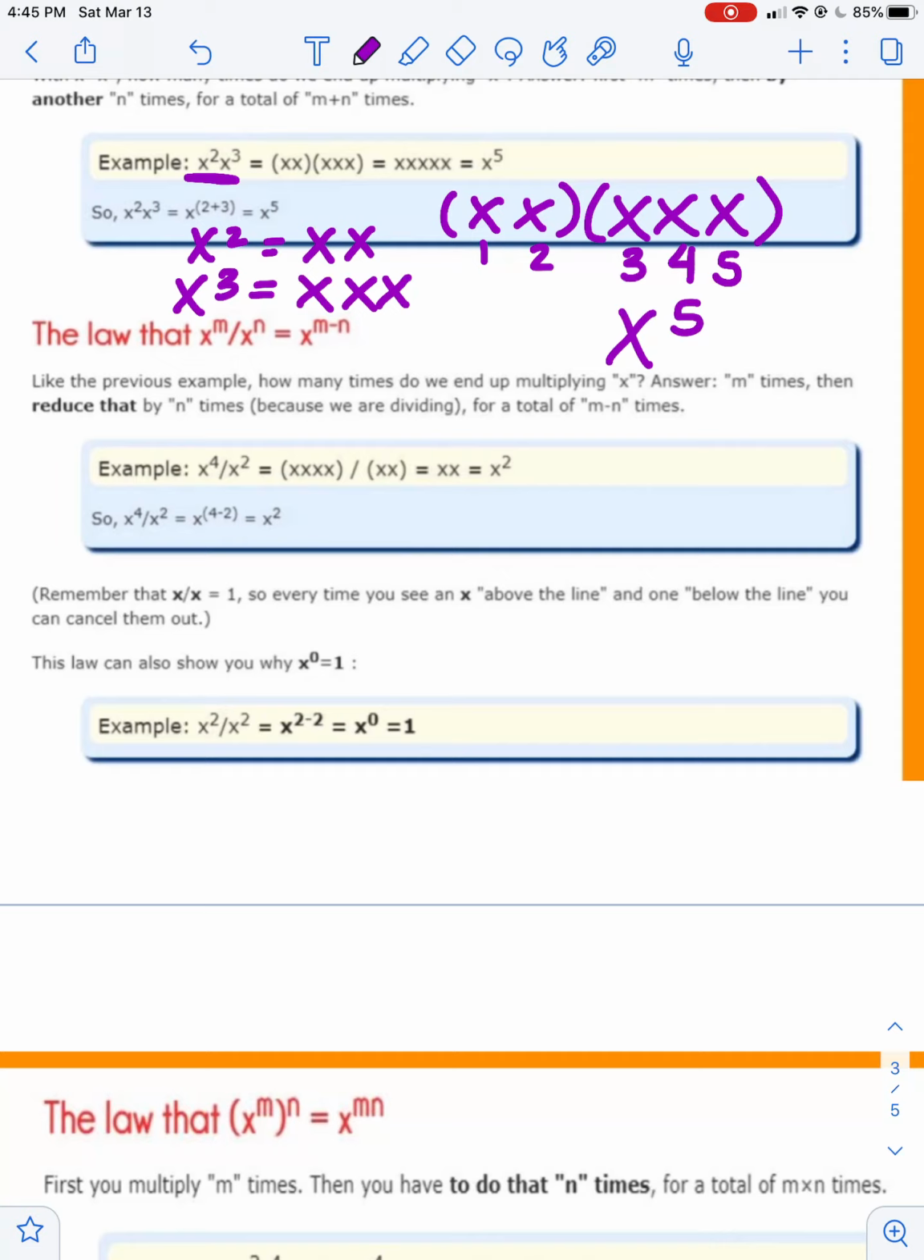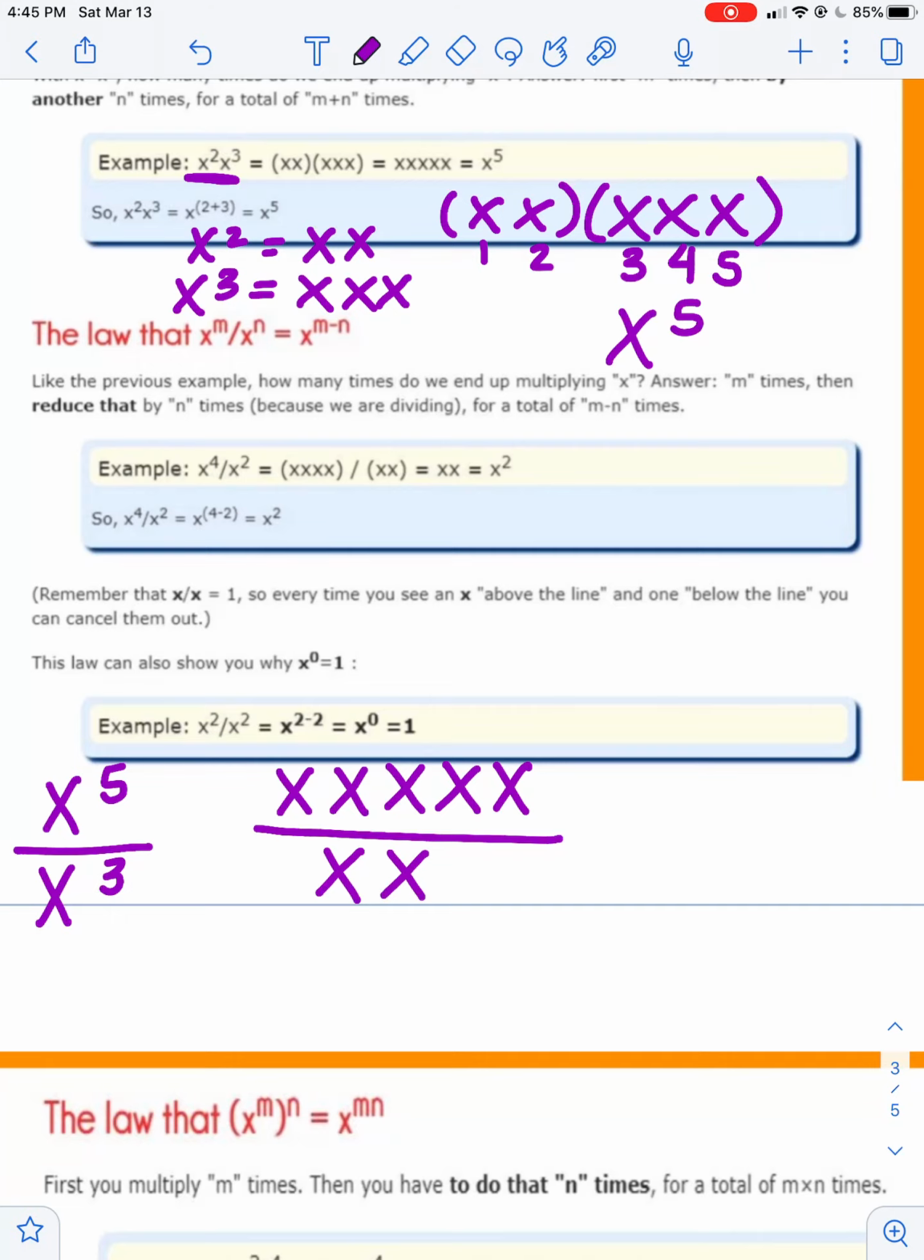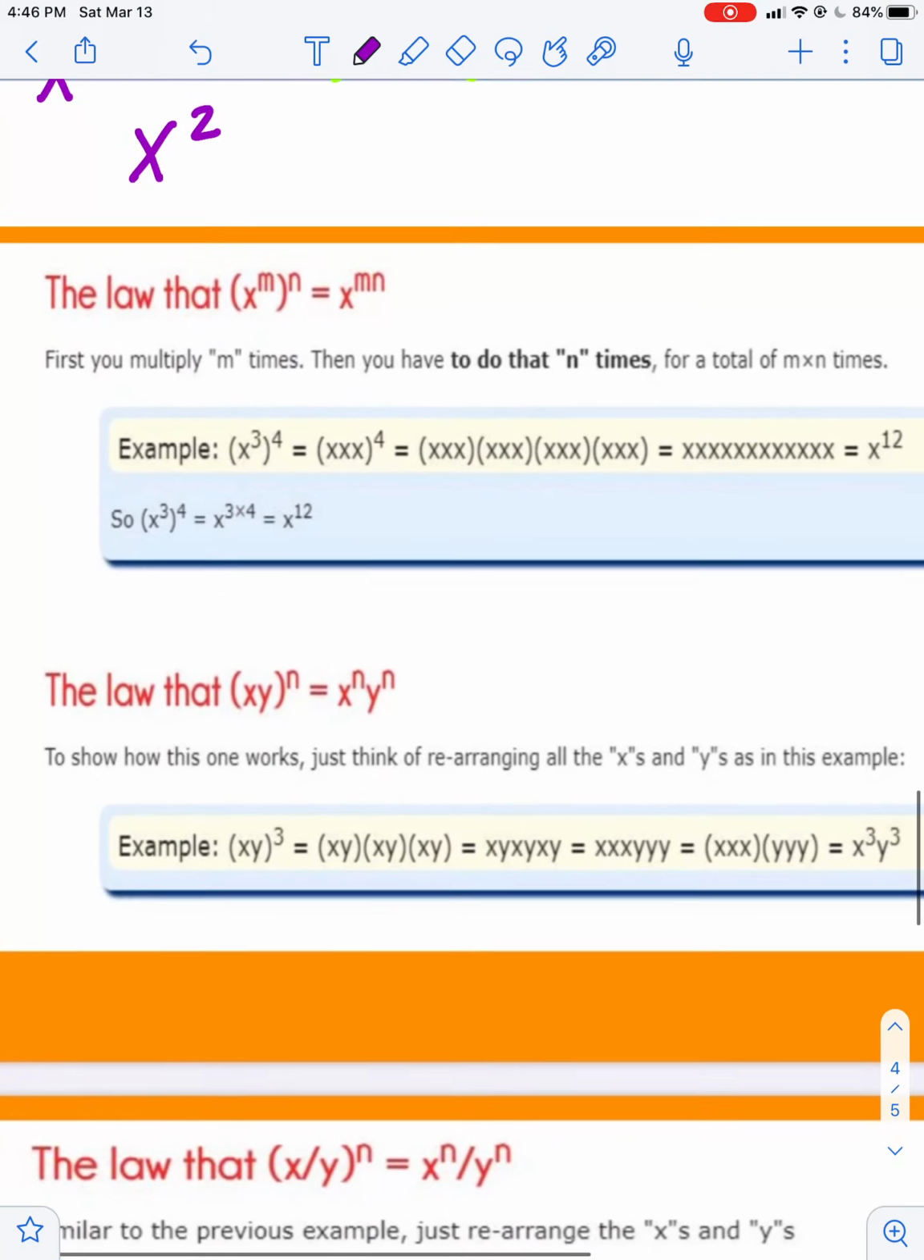Okay, and the same thing goes for the division one. So if I were to have x to the 5th divided by x to the 3rd, that would be x times x times x times x times x over x times x times x. So this is where we would go ahead and start canceling things out. This x cancels out this one, this one, this one. And now when I look at what I have left, it's just 2 x's times each other, which is the same thing as x squared. So that's the same thing as if I were to take 5 minus 3, I would still get x squared. So that is why that rule works.